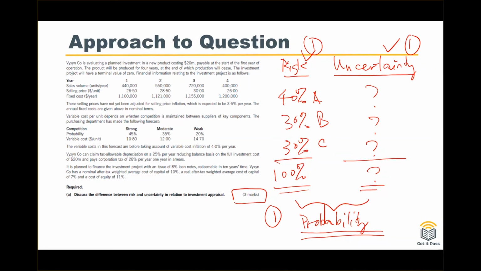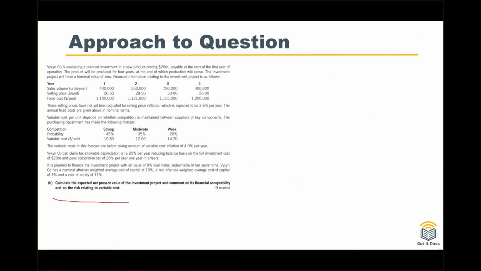So for this 3 marks question, you have to explain what is risk, what is uncertainty, and what is the difference. Okay, then you get 3 marks. Here's the approach. And the next part is about the calculation.